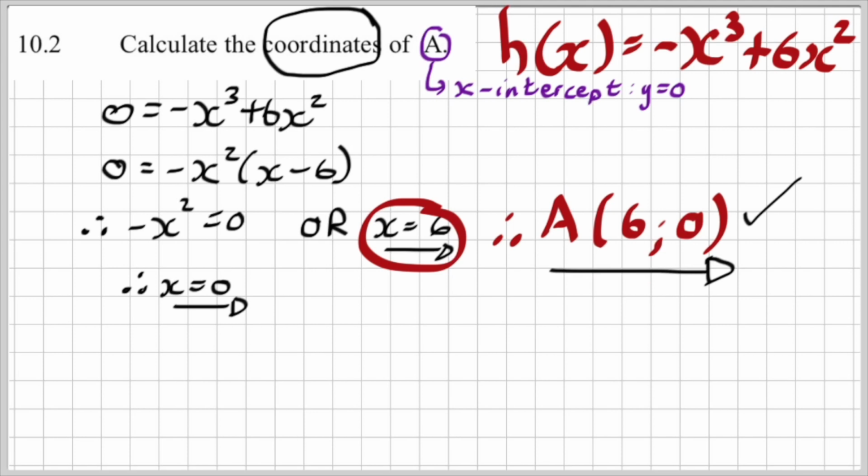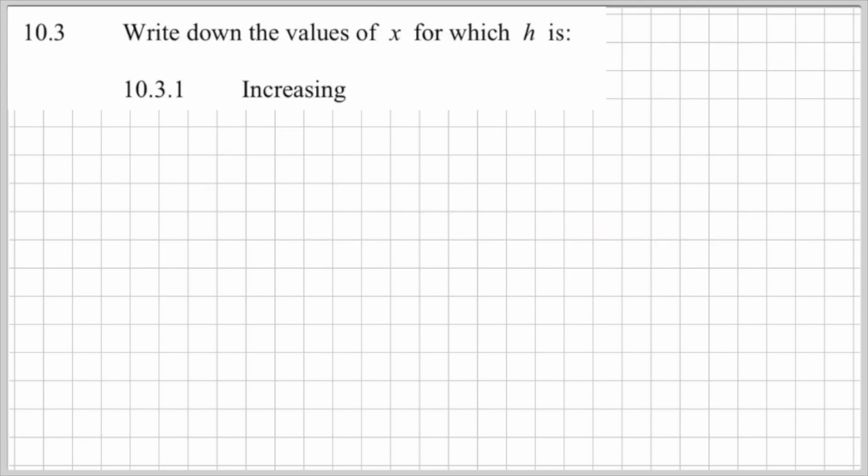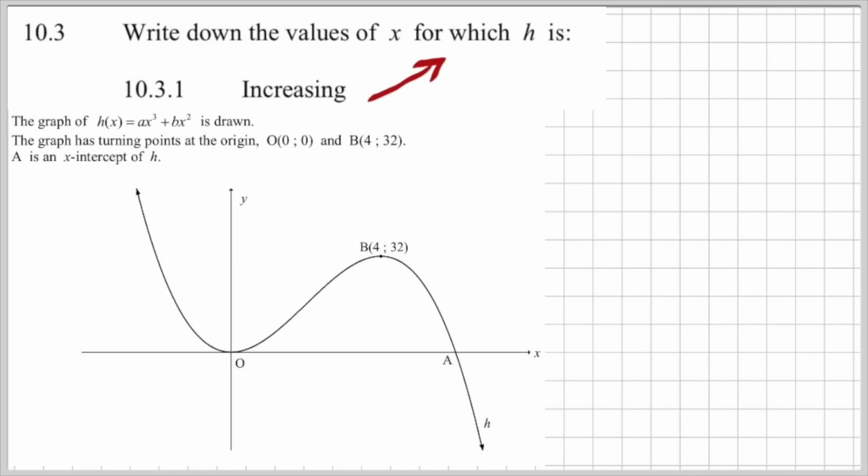Let's look at the next one, question 10.3. Write down the values of x for which h is increasing. Now, when I think about increasing, I can go and do it algebraically. But why would I want to do that if I've got the graph? Increasing, remember, means your graph is going up as we go left to right.